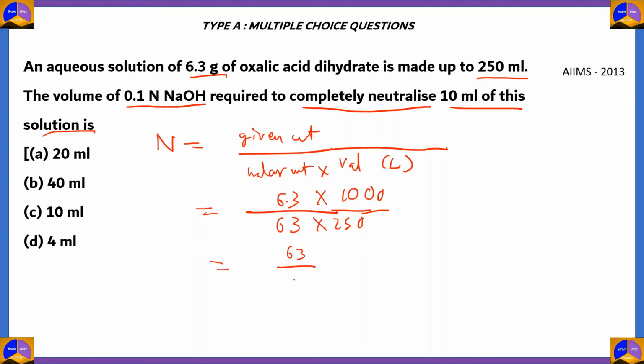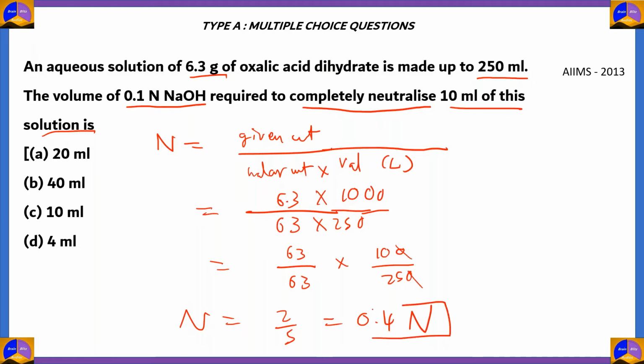So basically 63 by 63 into 100 divided by 250. And so you can cancel the 0, and 10 and 5 goes into 10 2 times, and 5 goes into 5 5 times. So that will be 2 by 5, which will be equal to 0.4. So the normality of oxalic acid is 0.4 N.